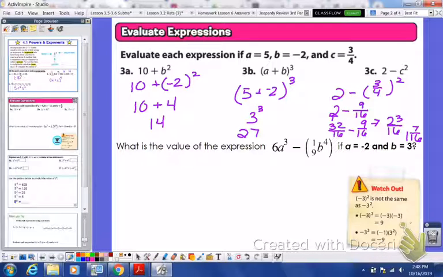All right, next up, same idea. What is the value of the expression 6 times a to the third minus 1/9 b to the fourth? So substitution first, if a equals -2 and b equals 3. So 6 times -2 to the third minus 1/9 times 3 to the fourth.